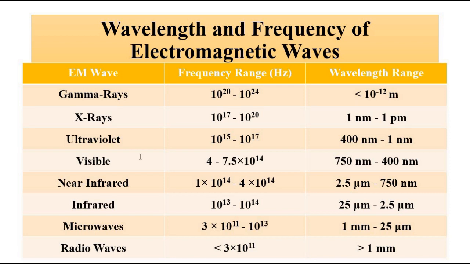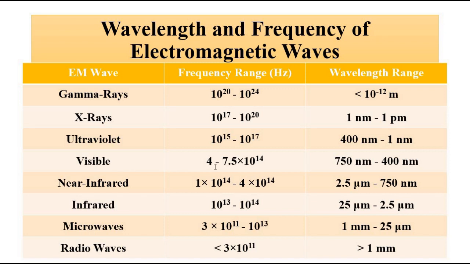The different bands or categorizations of the electromagnetic spectrum are: first, the gamma rays, where the frequency range in hertz is from 10 to the power 20 to 24, and the wavelength range is lesser than 10 to the power minus 12 meter. Then we have X-rays with frequency range of 10 to the power 17 to 10 to the power 20, with wavelength range from 1 nanometer to 1 picometer. Then the ultraviolet rays with frequency range from 10 to the power 15 to 10 to the power 17, and here it is from 400 nanometer to 1 nanometer.